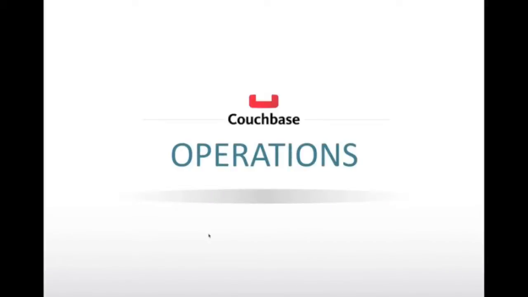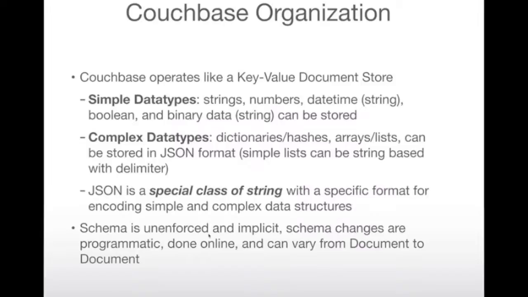So operations. Let's talk about operations in Couchbase. These are the ones that you're going to be using when you're creating your data model. The first thing to understand is sort of how Couchbase is organized from a data standpoint. So we do support, obviously, the simple data types like strings and numbers. You don't actually have to store JSON. You can store straight strings and numbers and booleans, and binary data can be stored, and binary data is also a string.